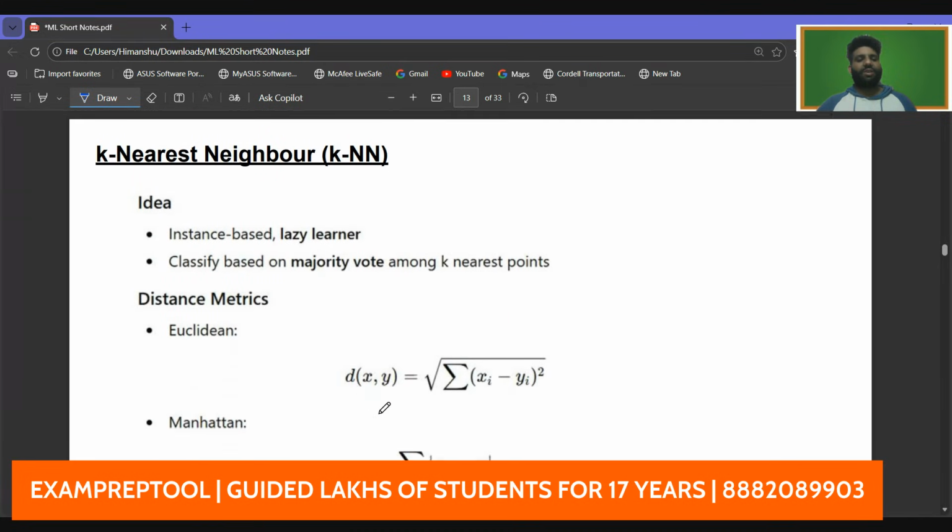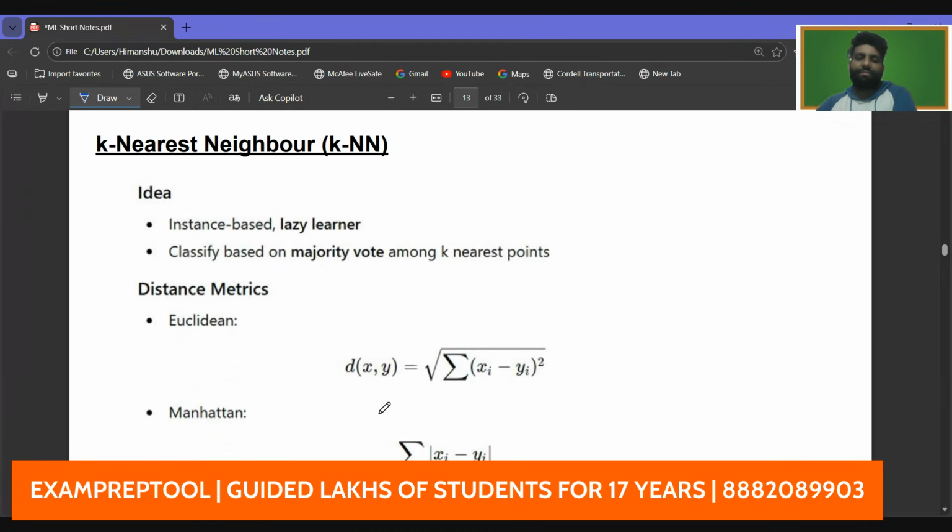Okay. So next is our k nearest neighbor. What is the idea? The similar looking data points would always be in close proximity of each other. That's the idea. The points you can remember around it: it is instance based, it is a lazy learner, and it classifies based on the majority vote among the k nearest points. So k nearest neighbor suggests if there are 5 nearest neighbors, whichever is the dominating class over there, that is going to be the class of this test point I'm having, if I don't know about the class of that.